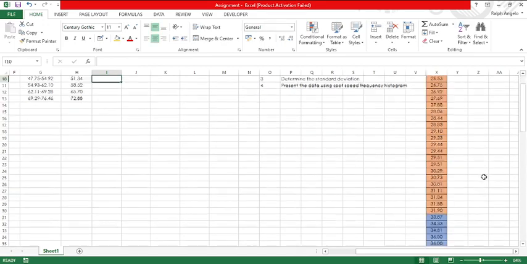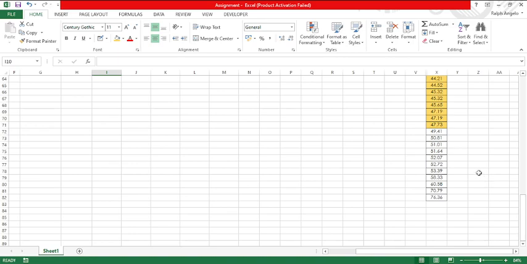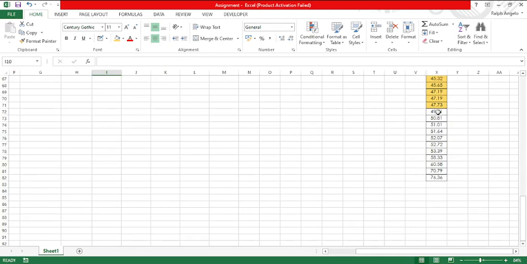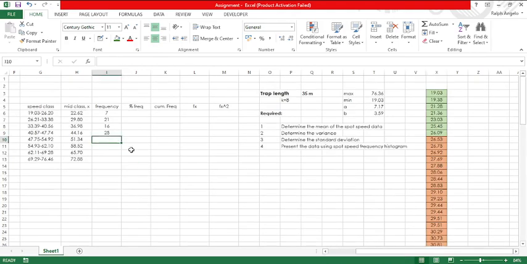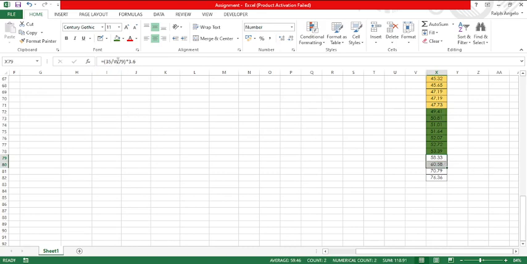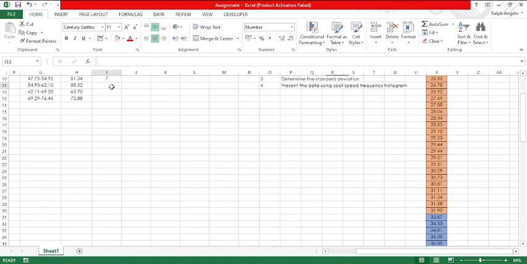Next one, 47.75. You start with 47.75 and end at 54.92, up to here, because 58.33 is already included in your next interval. Highlight it again and look at the count: 7. Put 7 in here. Then 54.93 to 62.10. We have 2, so color it again, and put 2 in here.